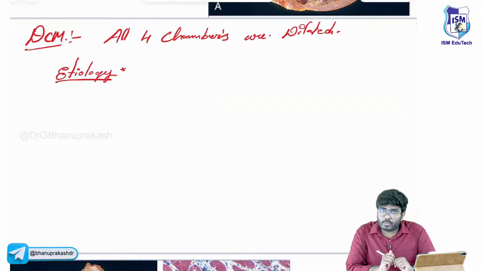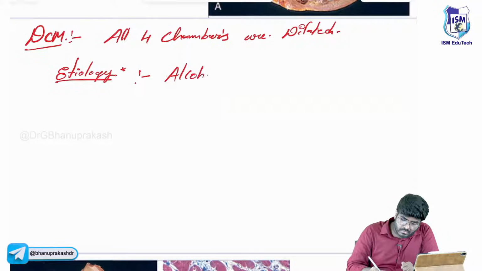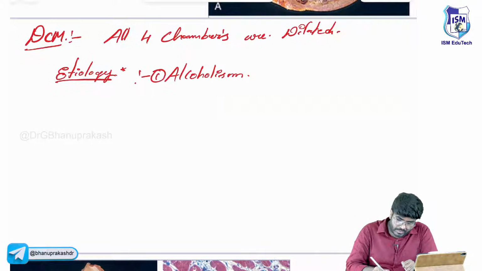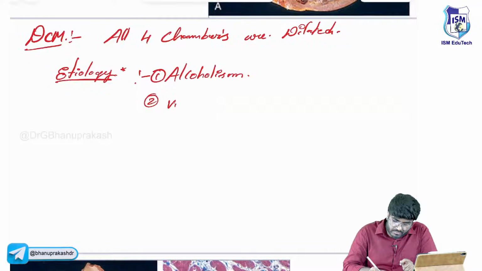Now, why dilated cardiomyopathy? Dilated cardiomyopathy is associated with alcoholism, sir. One. Next, this is the question asked: alcoholics will develop dilated cardiomyopathy. Or because it is viral in origin, viral myocarditis.